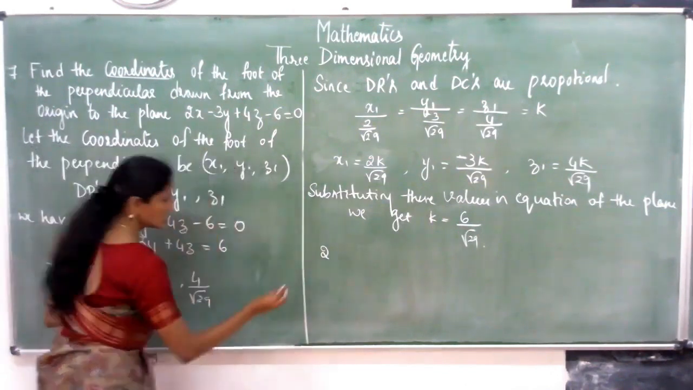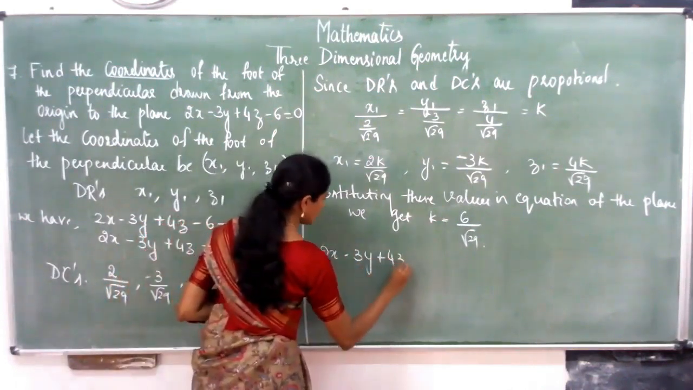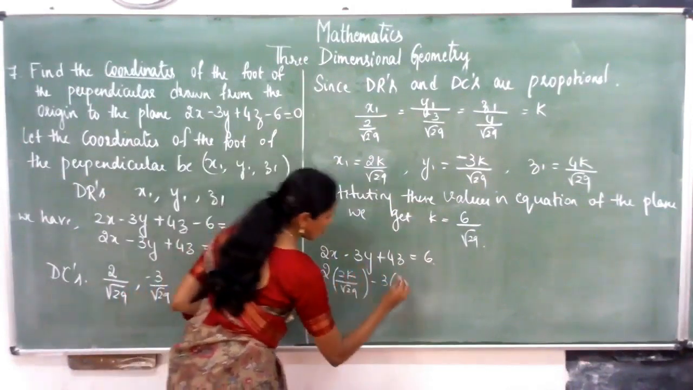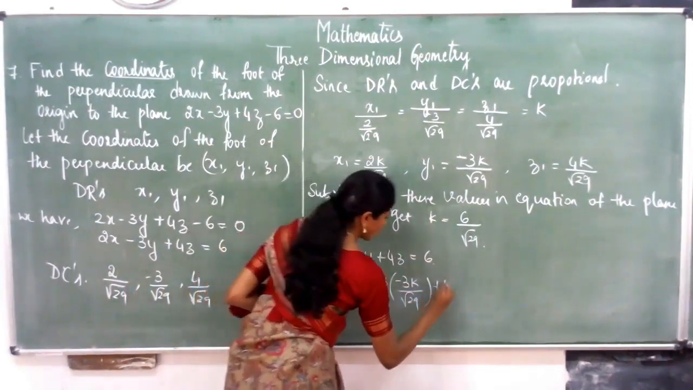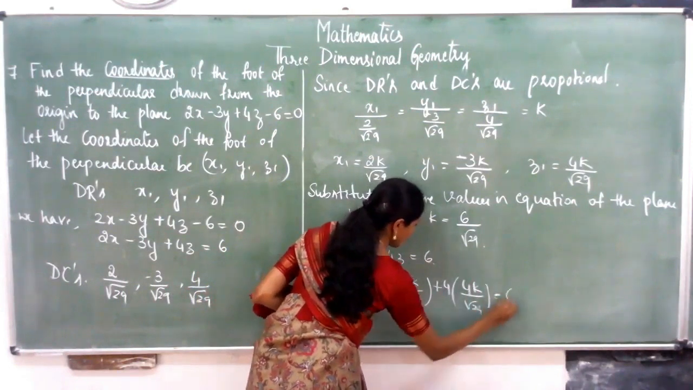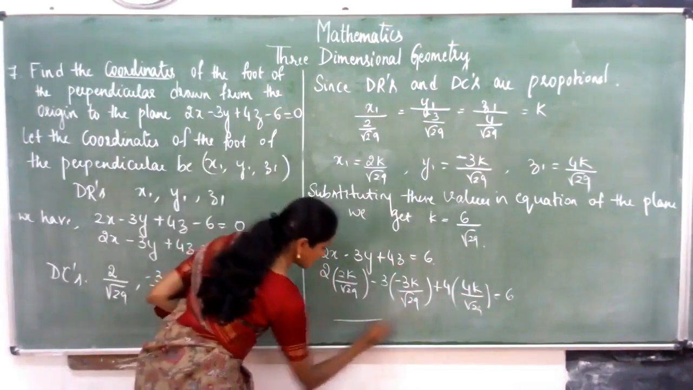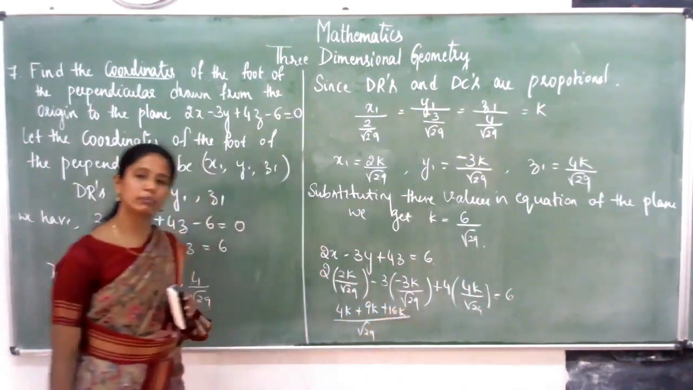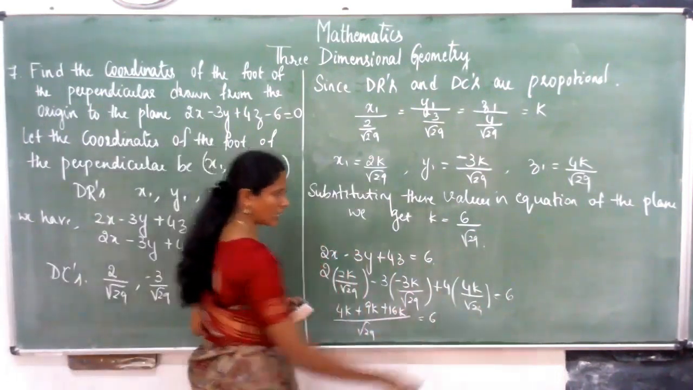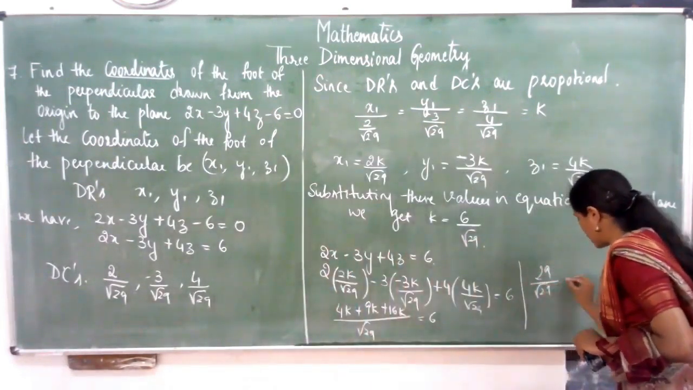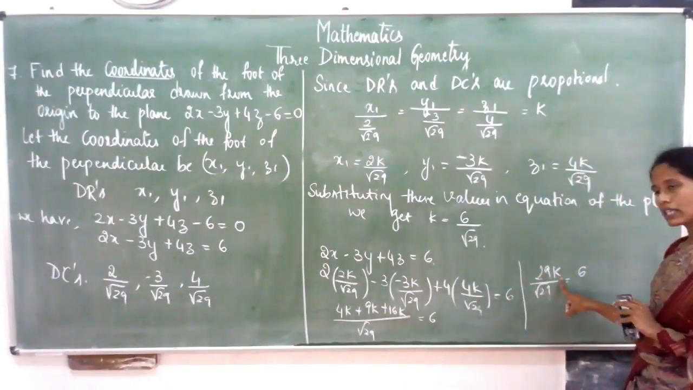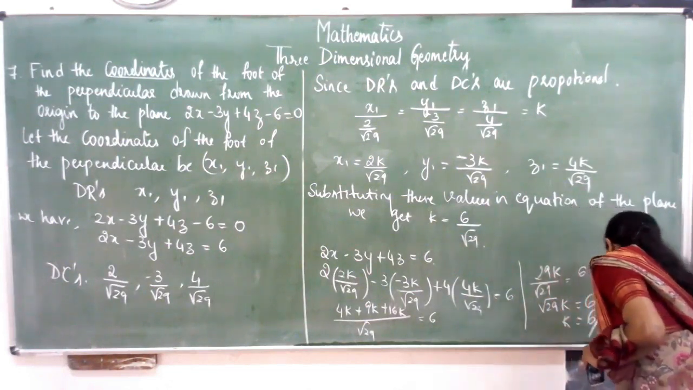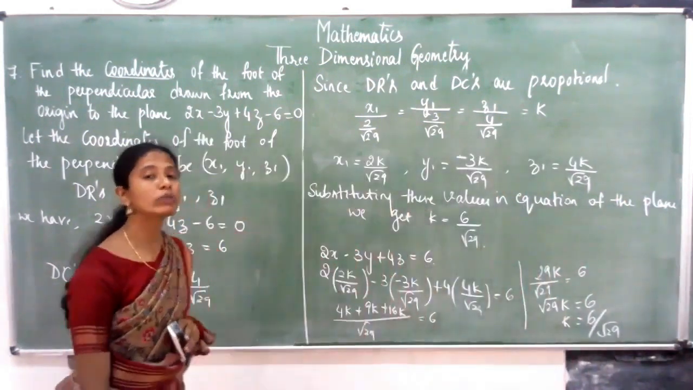I'll show you. The equation is 2x minus 3y plus 4z is equal to 6. So 2 times the x1 value, which is 2k by root 29, minus 3 times the y1 value, minus 3k by root 29, plus 4 times 4k by root 29, is equal to 6. If I take the LCM, it is root 29, and in the numerator we have 4k plus 9k plus 16k, which is equal to 29k. Therefore, 29k divided by root 29 is equal to 6. 29 by root 29 can be written as root 29, so root 29 k is equal to 6. Hence, k will be equal to 6 by root 29. This is how we get the value of k.